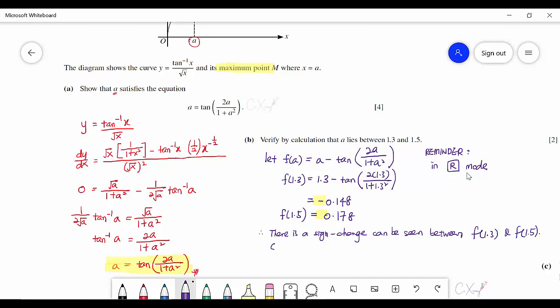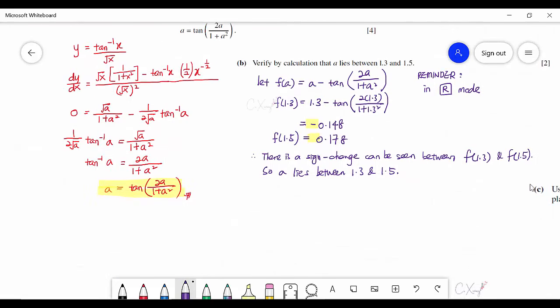So it means that A lies between 1.3 and 1.5, which means that if you substitute A into the function, you should get 0. Since 1.3 is negative and 1.5 is positive, A, where the function equals 0, should be between 1.3 and 1.5. So this is how we prove, verify by calculation, that A lies between 1.3 and 1.5. Then now we proceed further to part C.